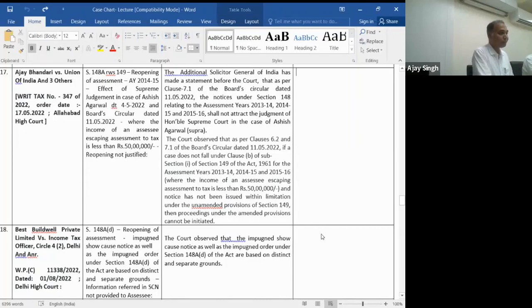Can it be used in that sense for 2013-14, 2014-15? They have only stayed. Right now it is only stayed here. So the only option is that we can raise an objection. So this order is a final order.